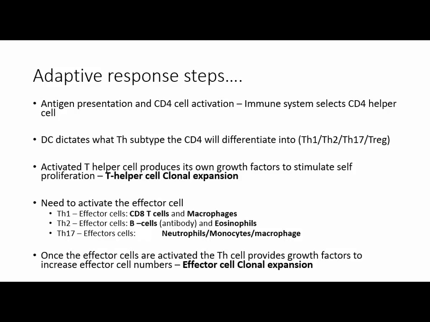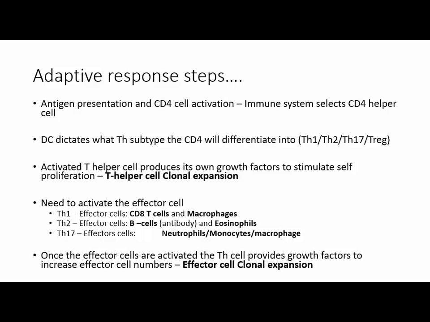Now what dictates whether we do Th1, 2, 17, or Treg? What dictates whether we go down each of those paths is the cytokines that are produced by the dendritic cell. Okay? So by default, in some ways, the dendritic cell decides what type of response we're going to have. And the way it dictates to the CD4 cell what path we're going to have is it releases cytokines.